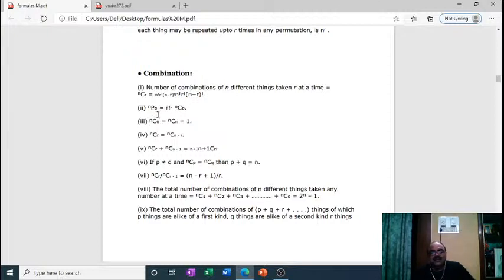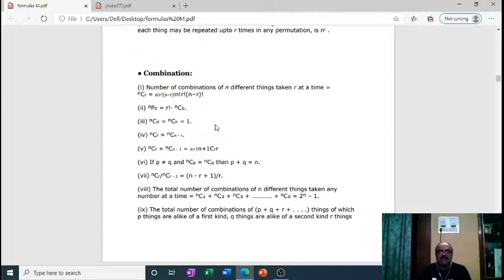We have a few other relations between permutation and combination. nPr equals r factorial into nCr. One of these formulas will be used today in our calculations. nC0 is equal to nCn equal to 1. See friends, this is very, very important. nC0 is nothing but equal to nCn. Both the values are equal to 1.